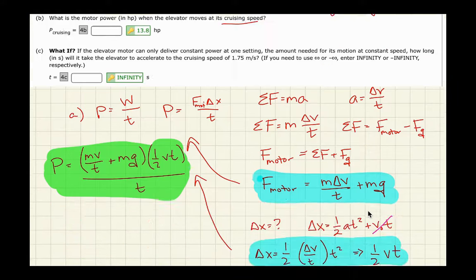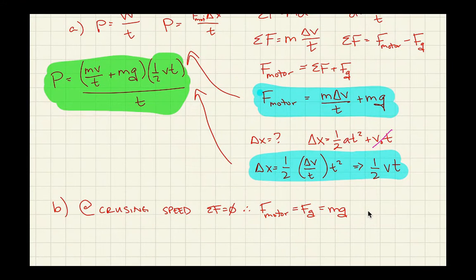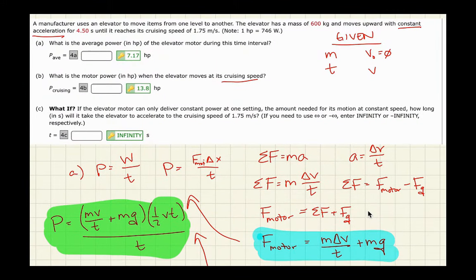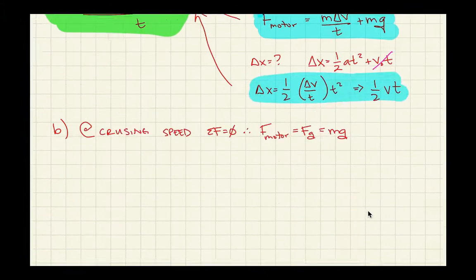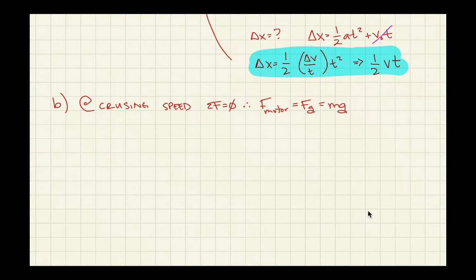For part B of this question, we are given the fact that now we're at this cruising speed. So cruising speed means constant velocity. What that tells me is that at that cruising speed, the net force is zero, no acceleration anymore. So the force of the motor is going to be equal to the weight force, which is m times g.